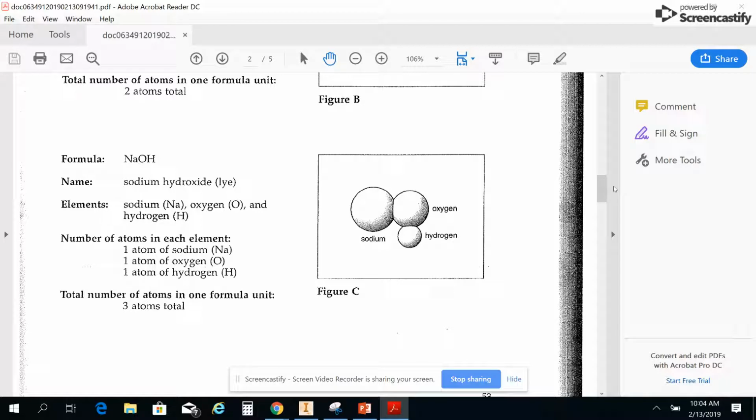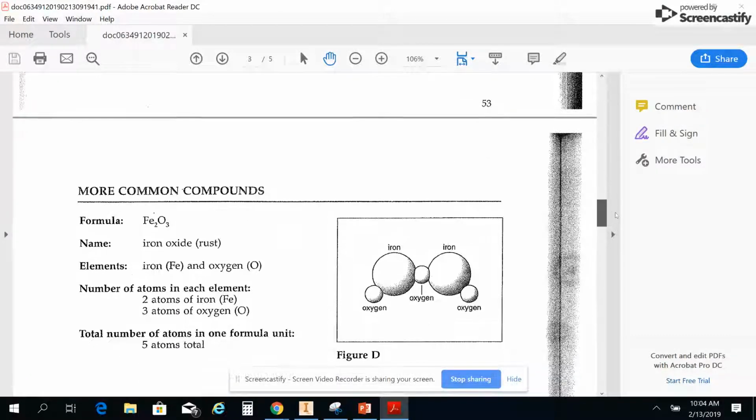Formula, NaOH, sodium hydroxide, more commonly known as lye. Elements are sodium, oxygen, and hydrogen. Number of atoms in each element, 1 atom of sodium, 1 atom of oxygen, 1 atom of hydrogen. Total number of atoms in one formula unit, 3 atoms total.